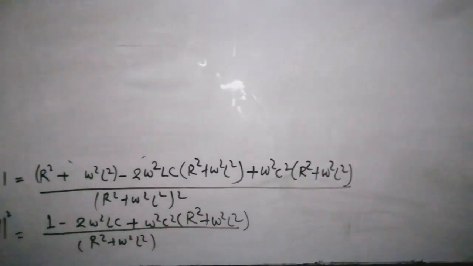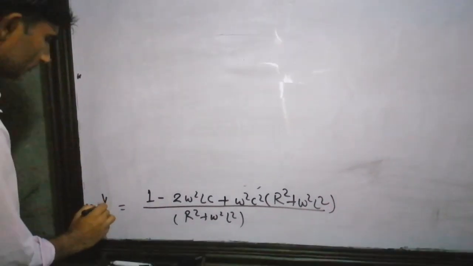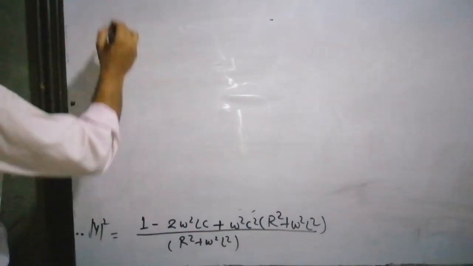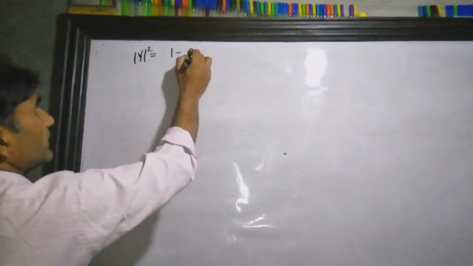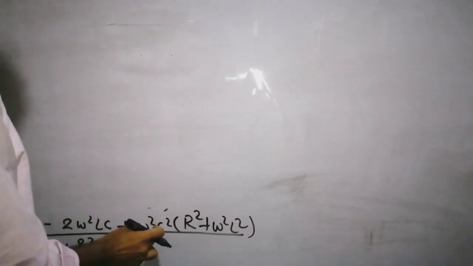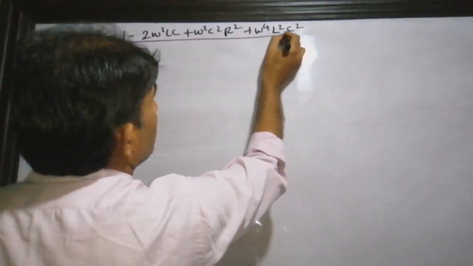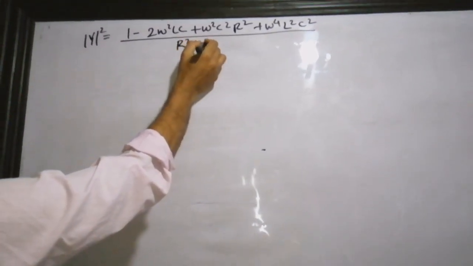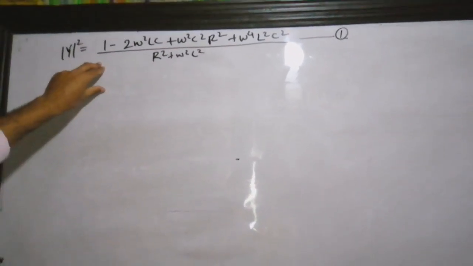Okay, and so next I need this admittance. So this was my admittance. I'll copy this again because we need it all the time. So this admittance, what we got, equals 1 minus 2 omega squared LC plus omega squared C squared, and let me multiply this omega squared C squared times R squared, and then this omega 4 L squared C squared. Friends, my L and C sometimes look the same, so be careful while copying. Okay, so this over R squared plus omega squared L squared, and this is the admittance we require in the rest of the derivation. And this is the term which I got.